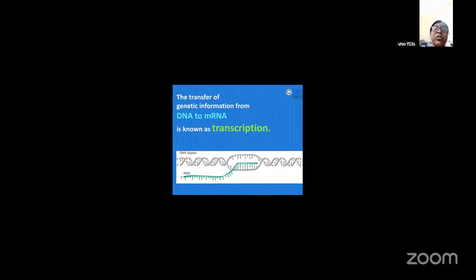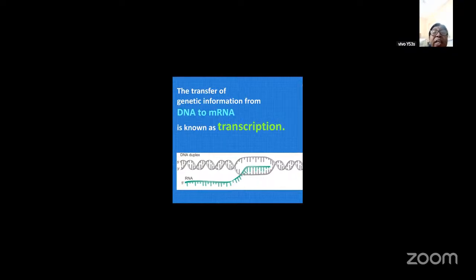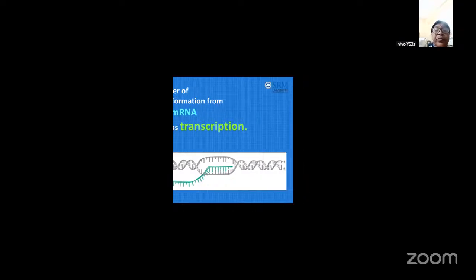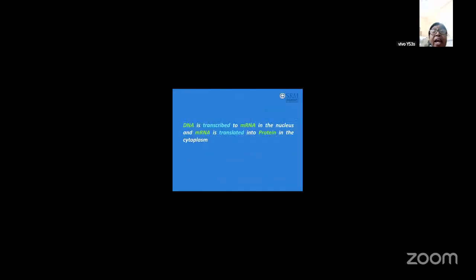Now, what do we mean by transcription? The transfer of the genetic information from DNA to the messenger RNA is known as transcription. Whatever genetic information, whatever message has to be transferred from the DNA to the messenger RNA molecule, occurs with the process which is nothing but transcription. DNA is transcribed to the messenger RNA in the nucleus, and later this messenger RNA is translated into the protein in the cytoplasm. This is the central dogma of protein synthesis.